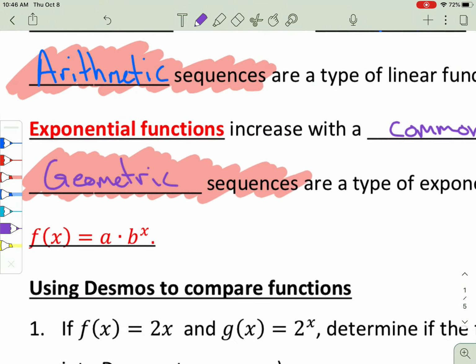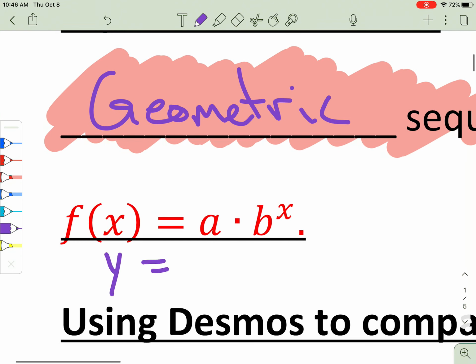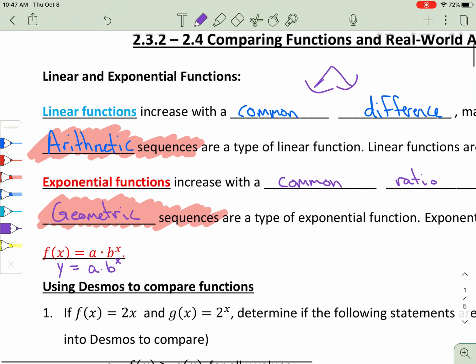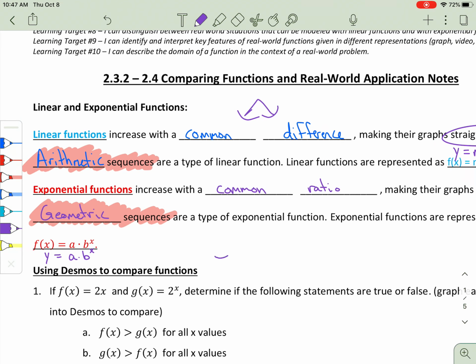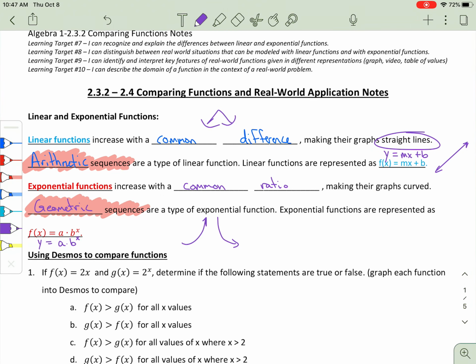Same thing with exponential. You may have seen this before, but it's y equals a times b to the power of x. That's an exponential equation. So arithmetic functions, or linear functions, look like straight lines. Exponential functions look like this, or like this, right? So we're going to use Desmos here to compare a couple things. We have two functions listed in number one. We have this linear function, which is 2 times x, and we have this exponential function, which is 2 to the x.